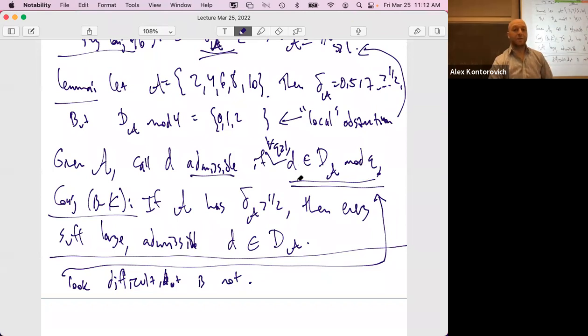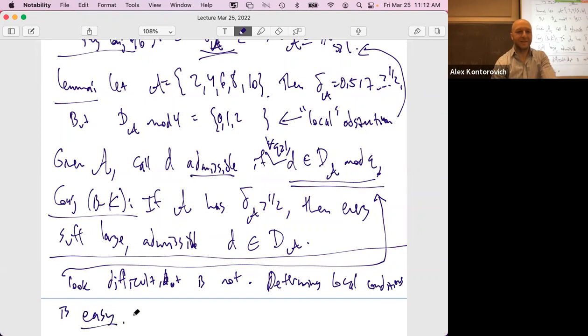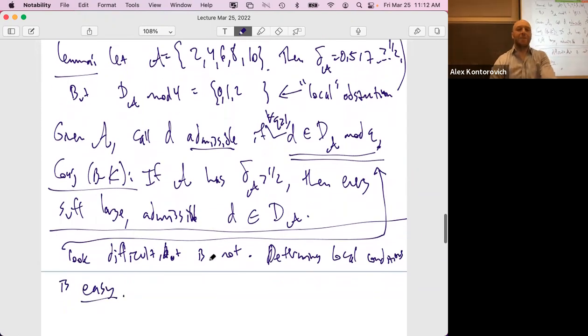So then this would solve the local part? Determining the local conditions, yeah, but what do I mean? Determining these local conditions is in fact easy. What do I mean by that?